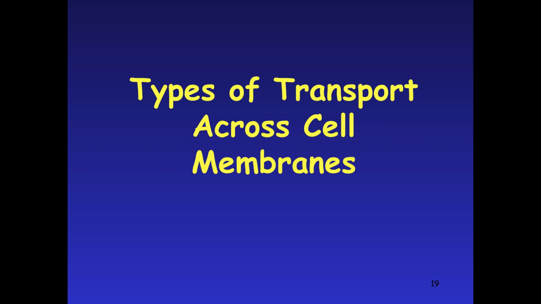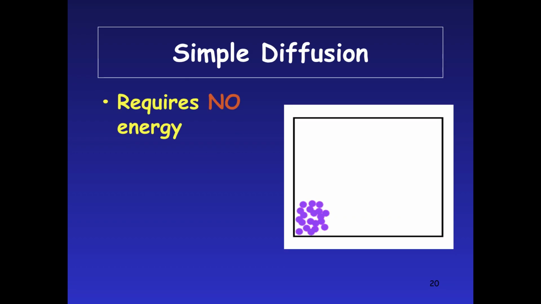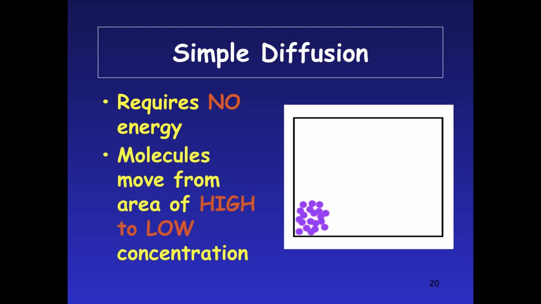Okay. So which leads us to our next topic that we've been talking about, how things get across cell membranes. Okay. The easiest way is through the process of diffusion, right? Diffusion requires no energy, and it is when molecules move from areas of high concentration, where there's lots of them here, right? This is an area of high concentration. The little dots represent molecules or particles, and they're going to spread out and move to areas of low concentration, where there aren't any there.